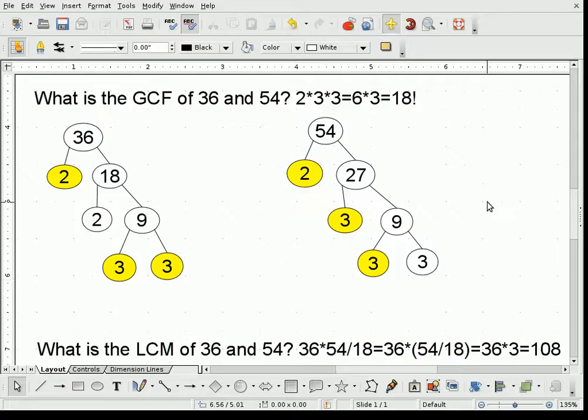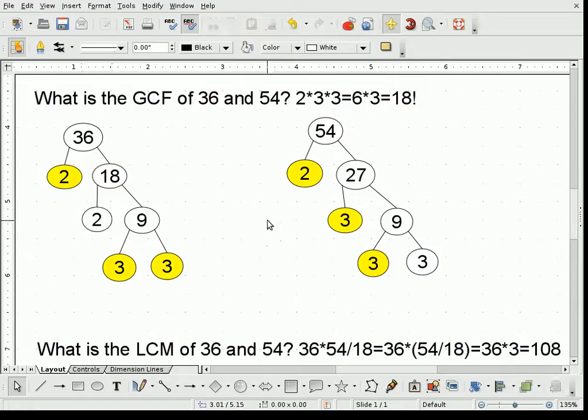Now what remains are the two numbers that do not match. There's a 2 here, and there's a 3 here. Since this 2 cannot be matched up, we have to multiply it. And since this 3 is also not matched, we also have to multiply that. So the answer in this case is 2 times 3 times 3 times 2 times 3. And that turns out to be 18 times 6, which is also 108.